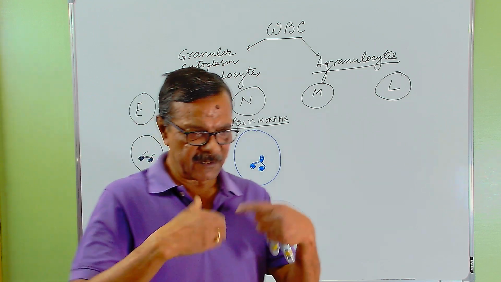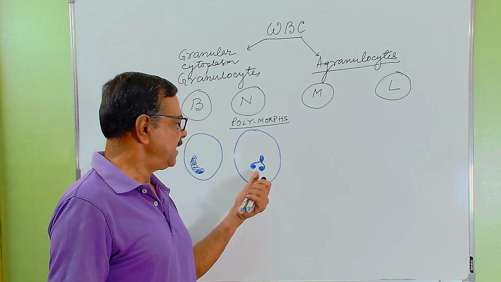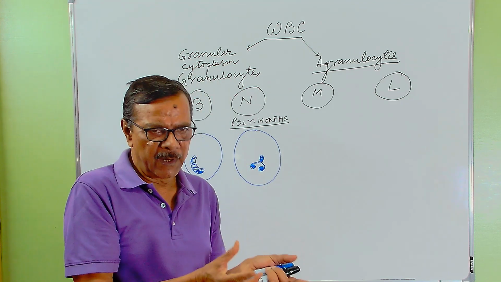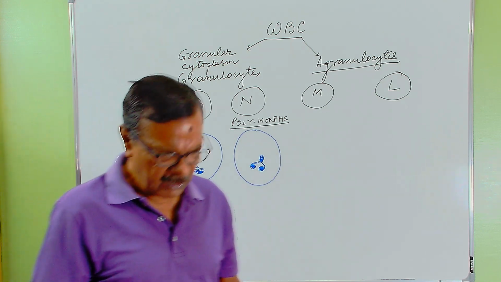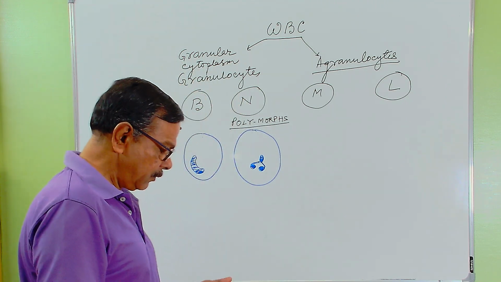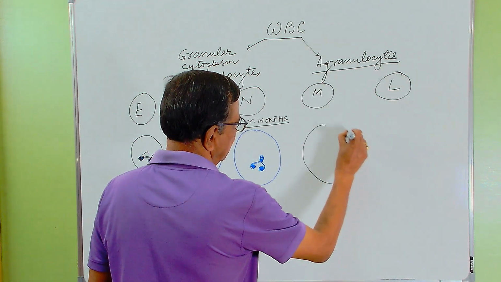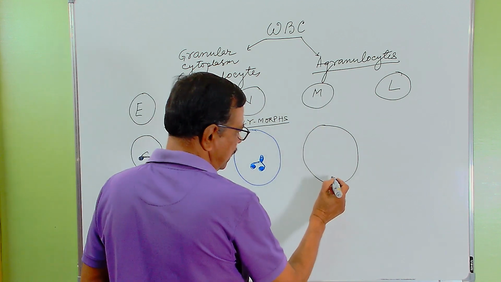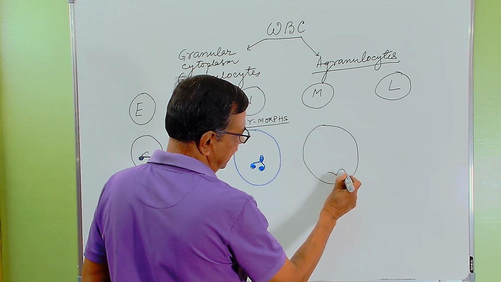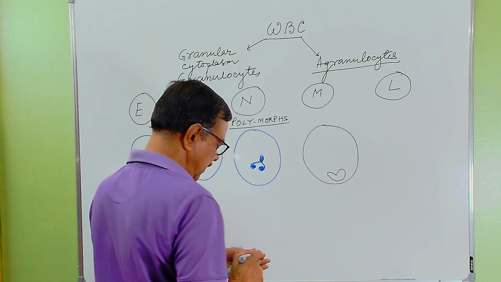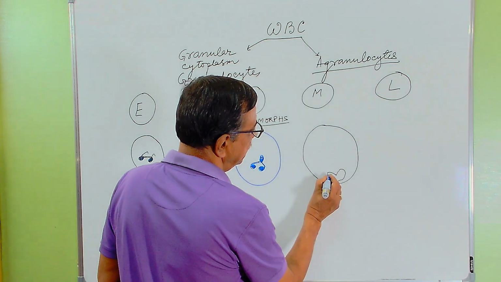Why polymorph? Poly means so many and morph means morphological structure. So their nucleus is polymorph, maybe 2, 3, 4, 5, 6. So they are called polymorph. And monocyte, the nucleus is on one side, there is an indentation on one side. All the nucleus stains blue.